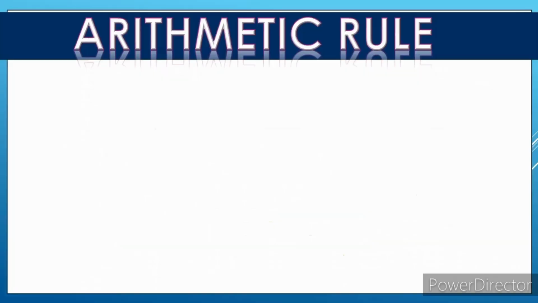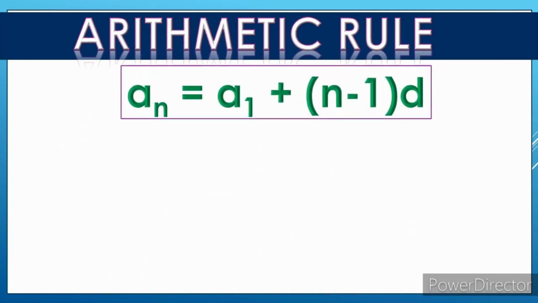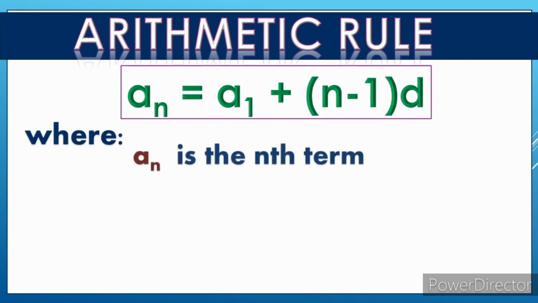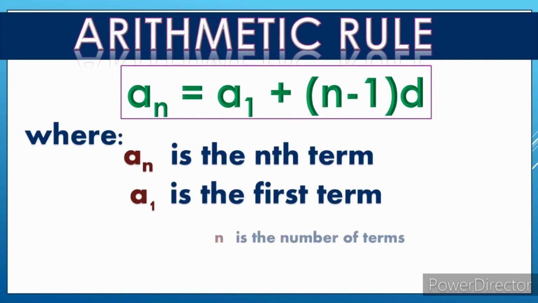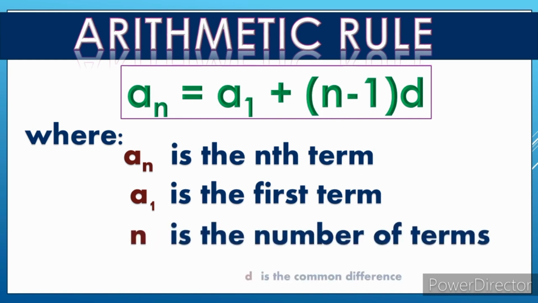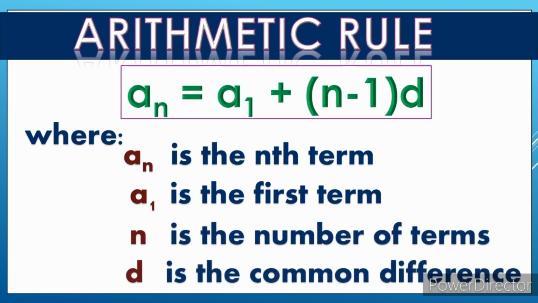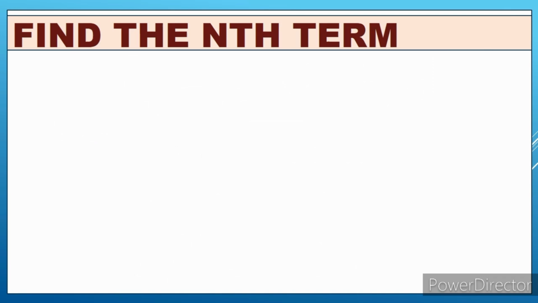Okay, now let's start. We have to recall first the arithmetic rule, which is a sub n equals a sub 1 plus the quantity of n minus 1 times the common difference d, where a sub n is the nth term, a sub 1 is the first term, n is the number of terms, and d is the common difference. Okay, so let's have the first objective.